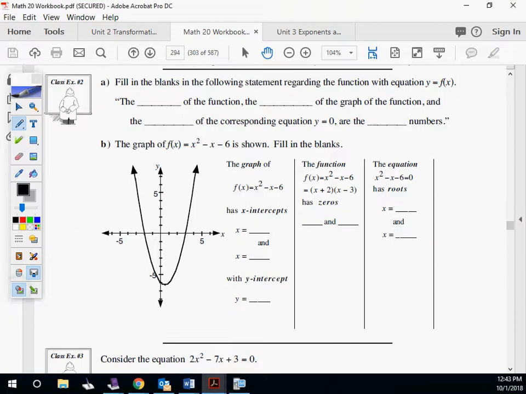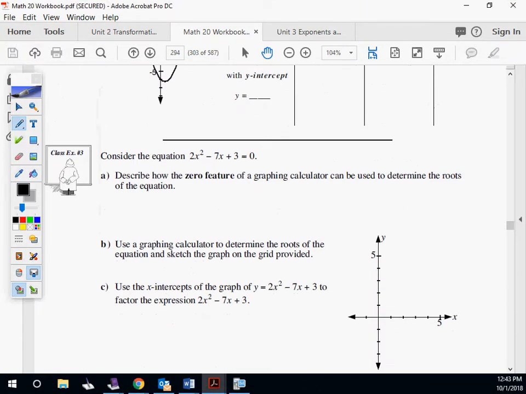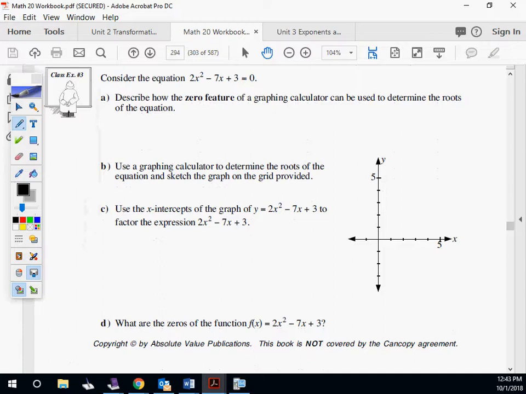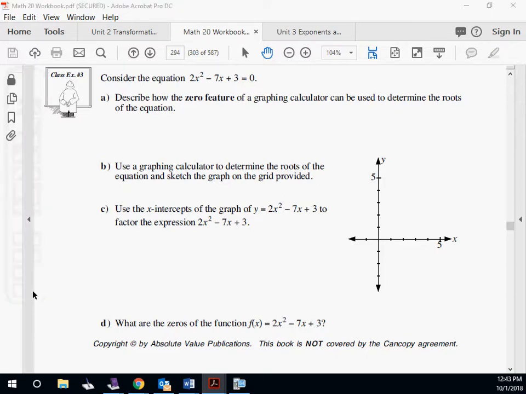We'll slow down a little bit now because I feel like that was redundant. You guys are probably good with this one. I'm going to go ahead and go to the calculator here so you can answer these questions on your own. It says describe how the zero feature of the graphing calculator can be used to determine the roots of the equation. So let's describe how you do that.